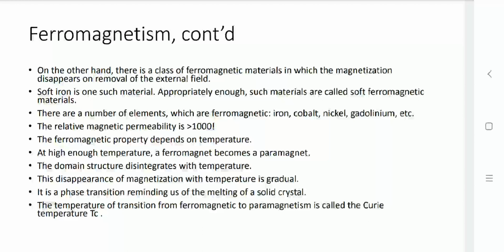Ferromagnetic property depends on temperature. At high temperature, the ferromagnet loses its magnetization. The domain structure disintegrates with the temperature. This disappearance of magnetization with the temperature is a gradual process. Sudden magnetization cannot vanish. In a phase transition, it reminds us of the melting of a solid crystal. The temperature of transition from ferromagnetism to paramagnetism is called the Curie temperature, that is TC.